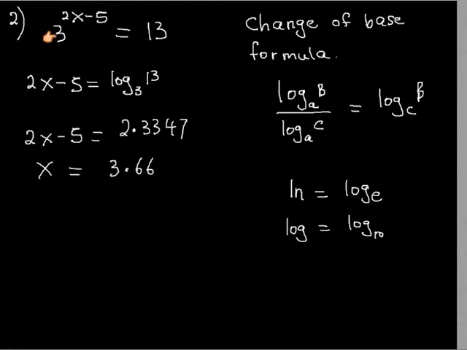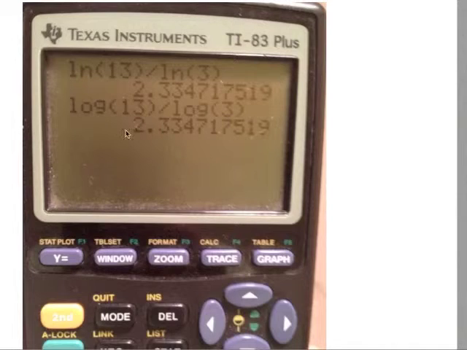So in this particular problem, 3 to the power 2x minus 5 is equal to 13. Convert it into logarithmic form, and you end up with 2x minus 5 is equal to log base 3 of 13. You will not find log base 3 on your calculator. So you pick either one of these two bases, and I picked base 10. I actually picked ln, which is log base e.